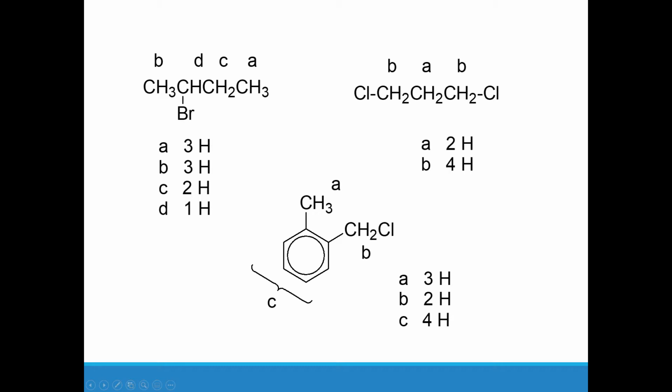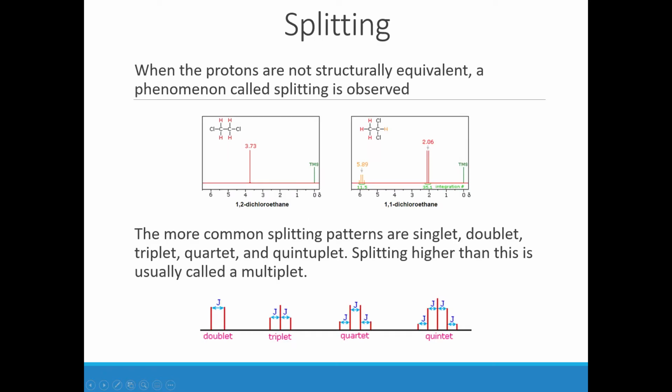Moving to this symmetrical molecule, we have A and B. So A has 2, and B has 4. And then our final molecule, we have our benzene ring, or what's left of the benzene ring, that has 4 hydrogens. We have our methyl, which has 3, and then our methyl chloride, which has 2. So by integration, we're kind of just talking about how tall the peaks are.